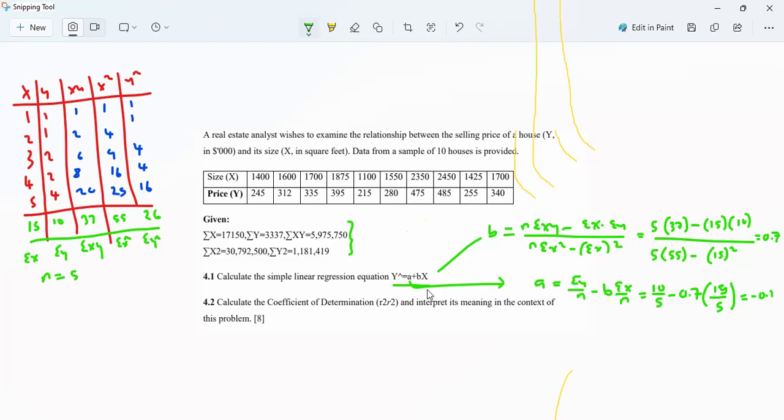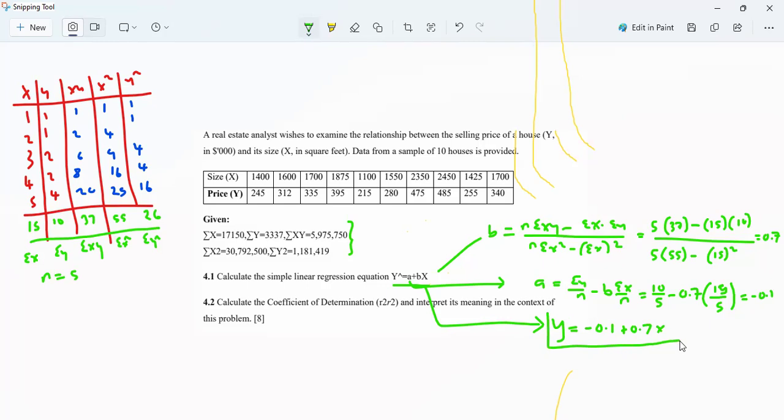So what becomes our regression equation when we replace it in here? What becomes our linear regression equation? Just substitute where there is a and b. So negative 0.1 plus our b, which is 0.7, x. That's all. So this is your regression equation.